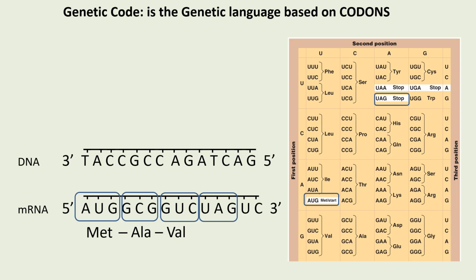There are 3 stop codons. So where there's UAG, we don't write stop, we don't even write an amino acid because there are no amino acids. So this protein is made up of 3 amino acids.